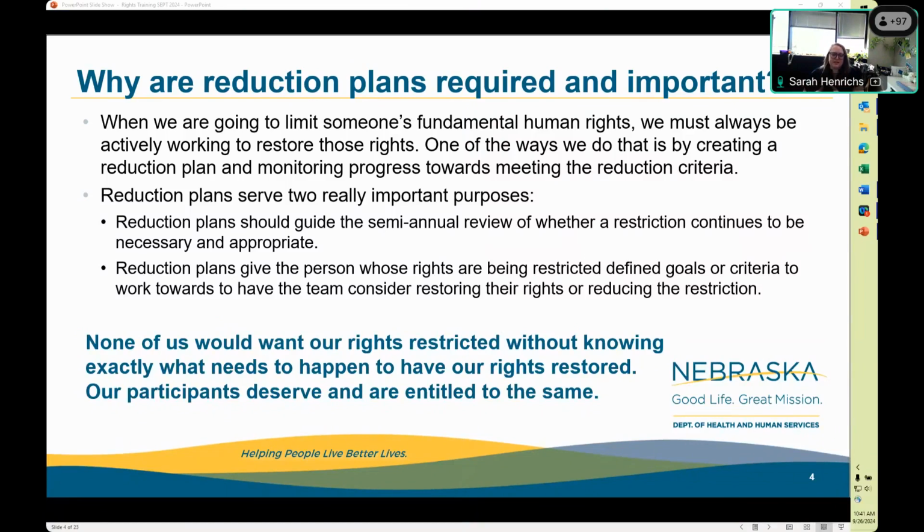And the other piece of it is that reduction plans give the person whose rights are being restricted a defined goal or criteria to work towards to have the team consider restoring their rights and reducing the restriction. And, you know, I think we owe our participants that, even if they don't fully understand it, because that's what we would want for ourselves, right?